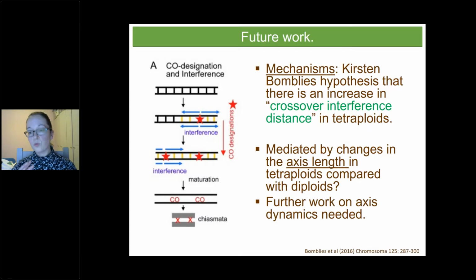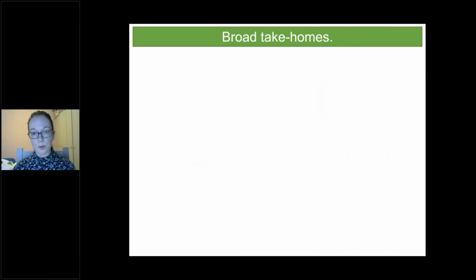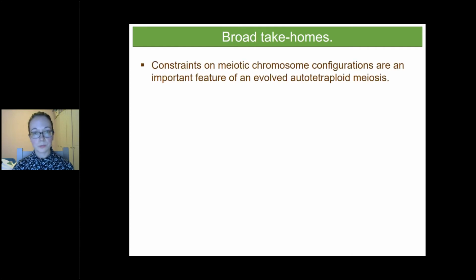So further work, we have done some work on this, which I don't have time to present today. Further work is needed to look at the axis dynamics and compare that in tetraploids and diploids to see if we can gain some support for this hypothesis. So finally, this relates back to what I was talking about earlier about heredity papers in general needing to have some kind of broad take-home message. So in this case, what can we say that isn't just specific to potato?